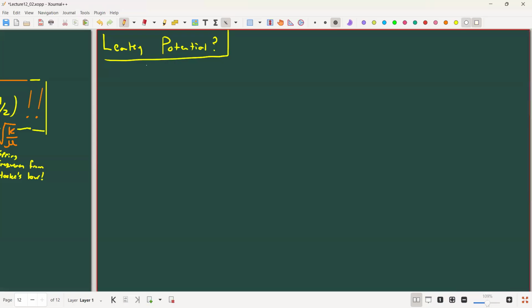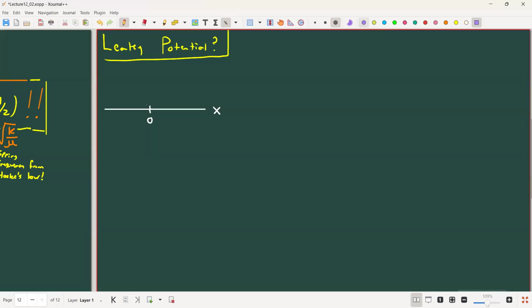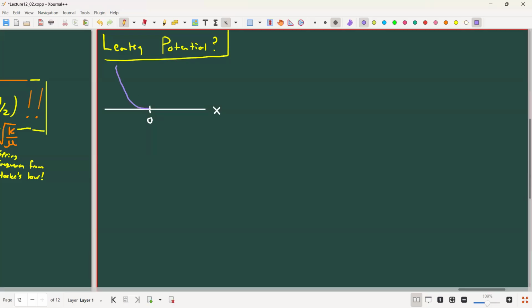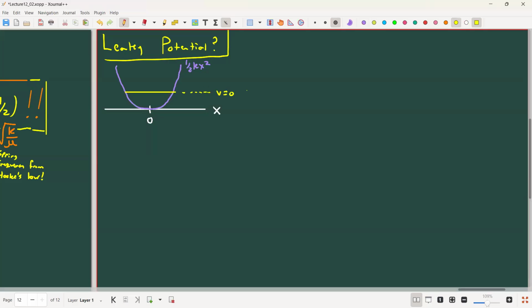So let's set up the problem. We've got some stretch position, and we're just going to set the middle to be 0. This is some distance, scaled to 0. We have a quadratic potential. This is our potential energy surface, 1/2 kx squared. Imagine that I put some energy into this system. Let's say we're at v equals 0. I have an energy level here at v equals 0, which has energy h bar omega over 2.